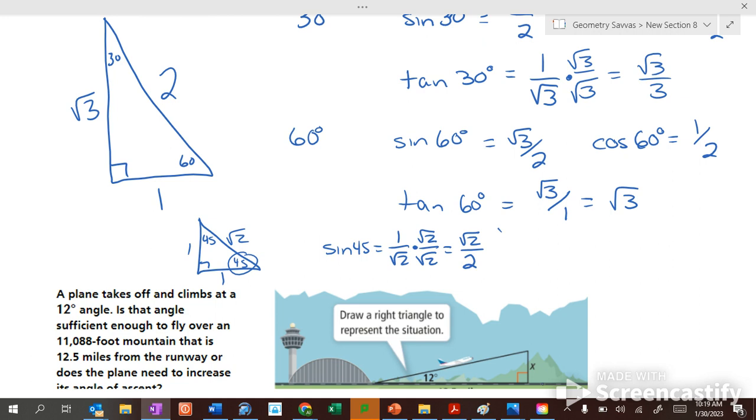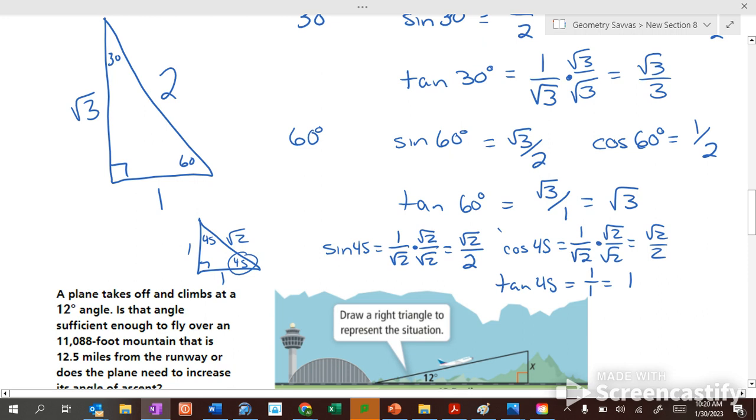All right, cosine of a 45-degree angle. What's adjacent to the 45 degrees? 1. What's the hypotenuse? So then what do I have to do to the top and bottom? Multiply by square root of 2. So you get square root of 2 over 2. Tangent of a 45-degree angle. What's the opposite side? Adjacent side. 1 divided by 1 is? That's how to find sine, cosine, and tangent of a 30 and a 60 and a 45-degree angle. Just draw out the triangles.